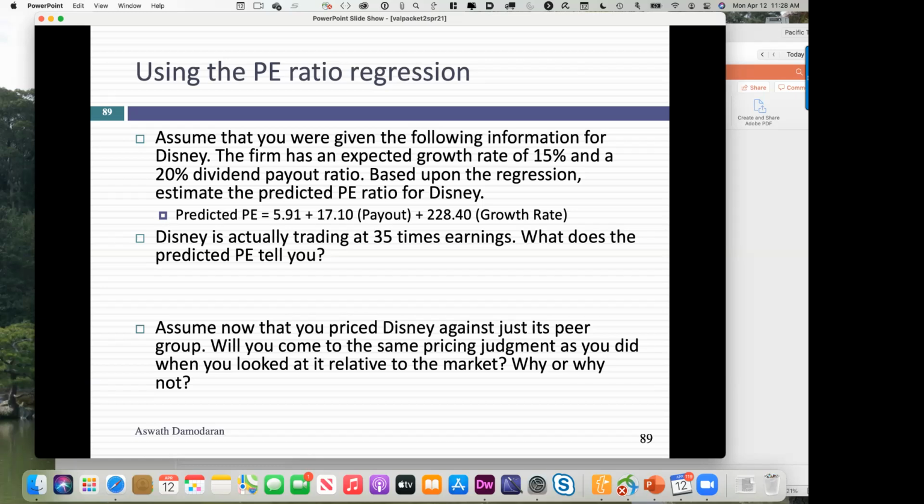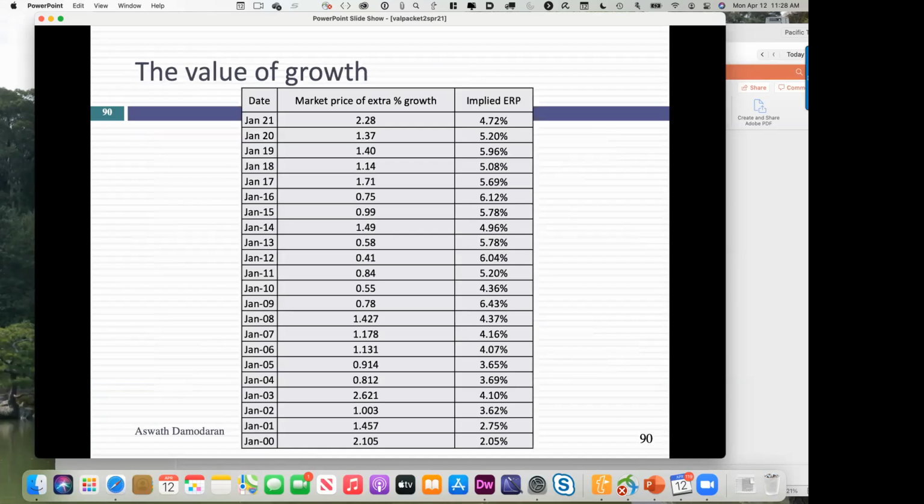Any questions about this market regression? So basically, market regressions look across all stocks in the market. Then you're using that regression to get predicted numbers for individual companies.